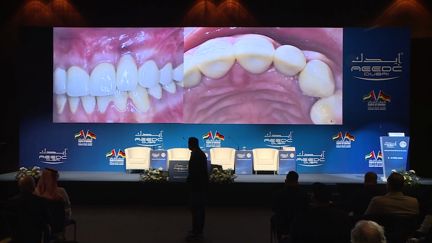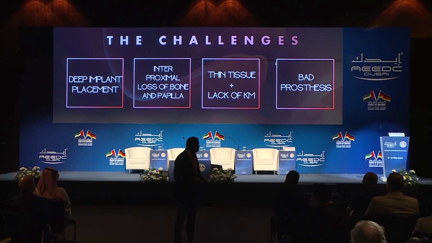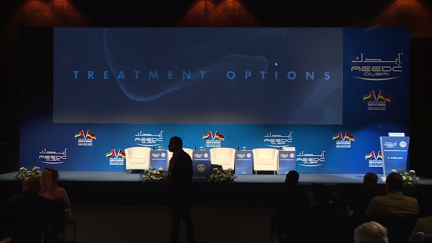And always when we have a complication, you have to come up with a list of etiology. So what are the main players here, and why do we have these issues? So we come up with our list. What are the challenges? And we try to find for each challenge the solution. Well, in this case, we have a deep implant placement, right? We have some interproximal bone loss, a partial loss of the papilla. We have a thin tissue, no attached mucosa, and we have a bad prosthesis with a pink porcelain over contour prosthesis. So we take each of these problems and we find a solution for all of them.